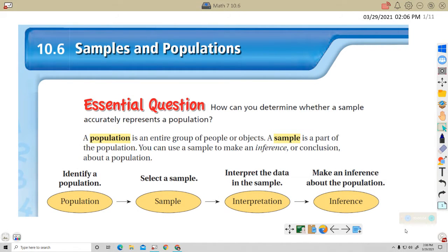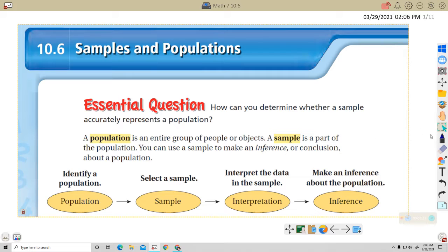This is lesson 10.6, samples and population. We're on our probability unit. The essential question is how can you determine whether a sample accurately represents a population? Okay, so we've got more vocabulary.